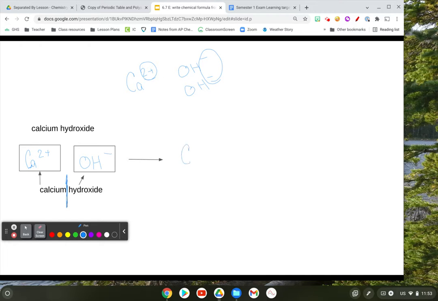So when I write the formula, I need to communicate that I have 1 calcium. And then the hydroxide, whenever you have more than 1 for the polyatomic ions, you have to put it in parentheses. Because what I'm trying to communicate is that I have 1 calcium and 2 hydroxides. I do not have 1 calcium, 1 oxygen, and 2 hydrogens. This does not reflect what makes up my compound.